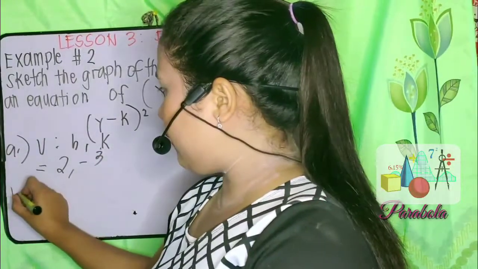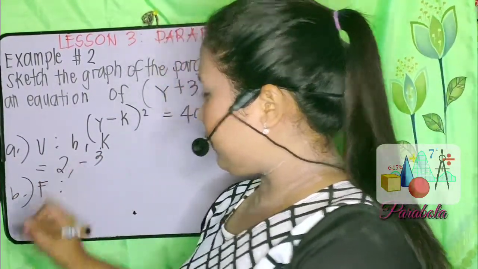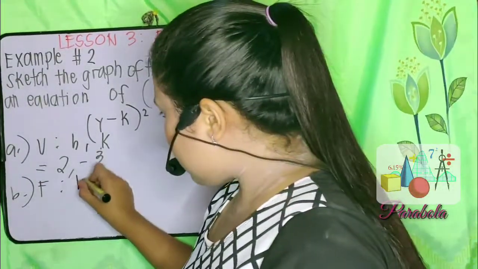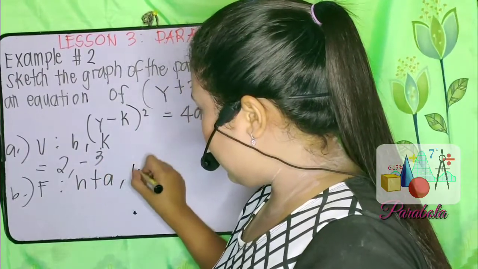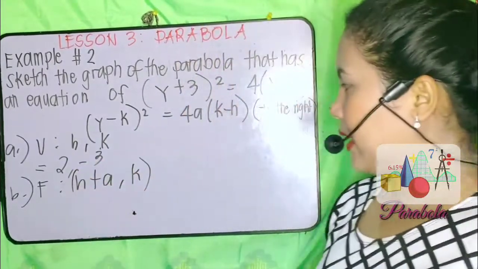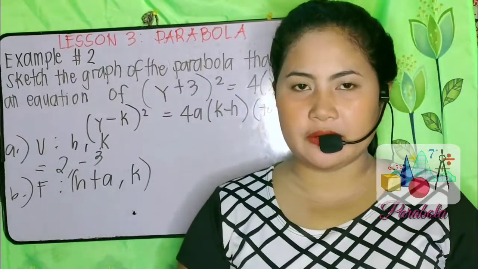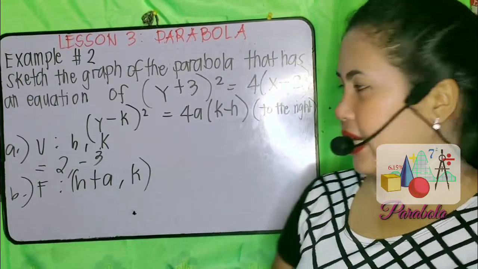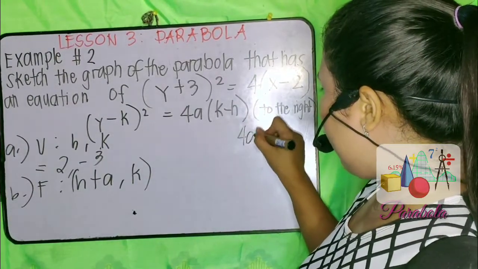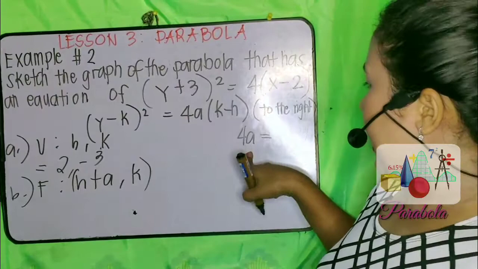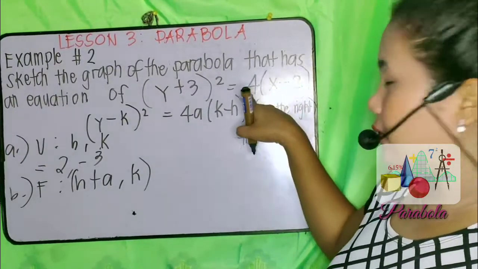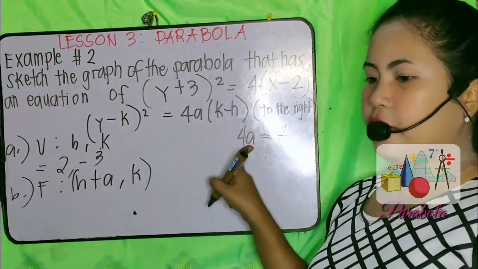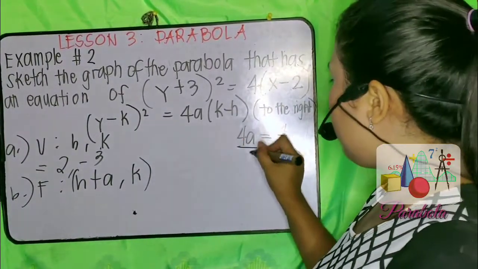So, next, let's find the focus. The formula for focus when the parabola opens to the right is h plus a, then k. Okay, so again, since the value of a has not been given yet, we will first find the value of a. How do we get the value of a? We equate 4a equals, and we take the 4, the one outside. So 4a is the formula to get a.